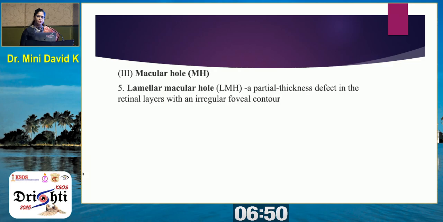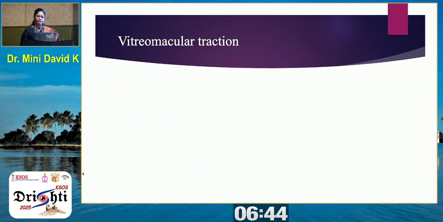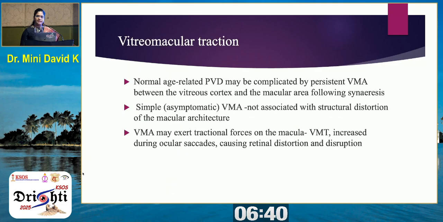Next is macular hole. It can be lamellar hole or full thickness macular hole. Lamellar hole is a partial thickness defect in the retinal layers, and full thickness hole is the full thickness defect at the fovea. Then each one in detail.